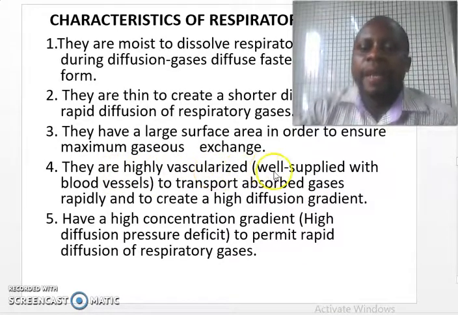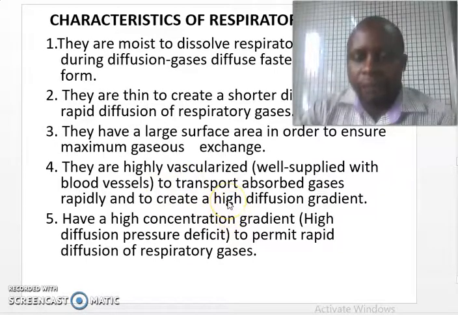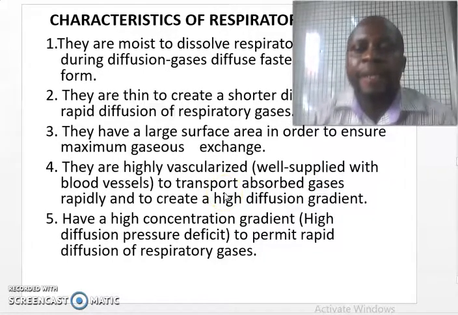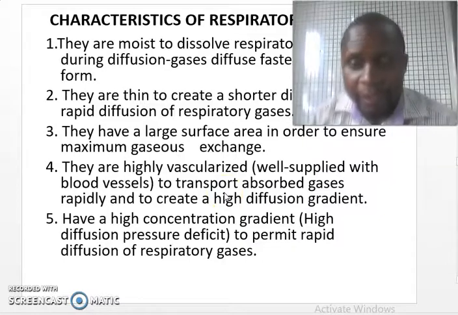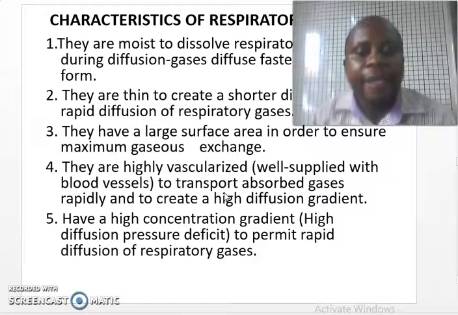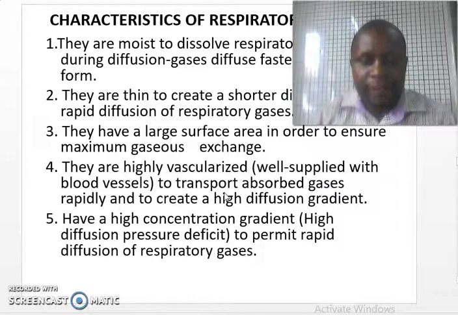Another one is that they are highly vascularized. This means that they are well supplied with a dense network of blood vessels. This is to ensure that there is rapid transport of absorbed gases and to create a high diffusion gradient. So, these respiratory surfaces are supplied by a dense network of capillaries. Hence, we say they are highly vascularized.